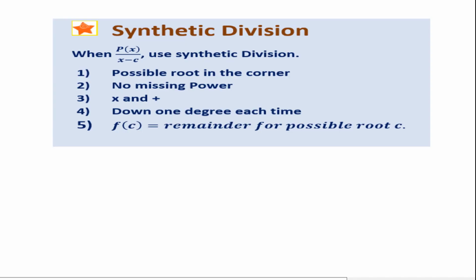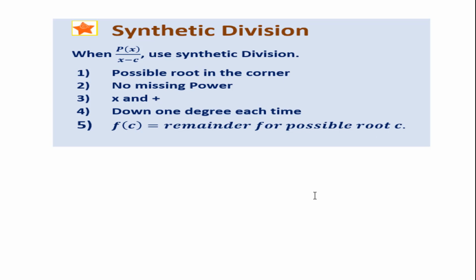This video is about synthetic division. For dividing a polynomial function by x minus c, we will use synthetic division. Try to remember the following properties. Possible root in the corner, no missing power. Multiply and add, down 1 degree each time. Then f of c equals the remainder for possible root c.